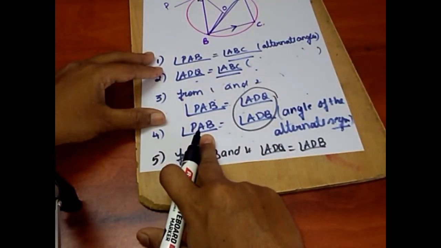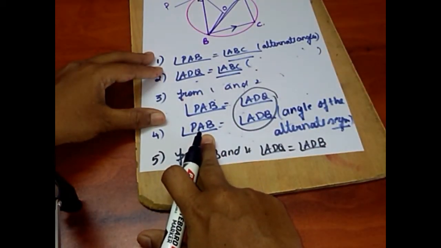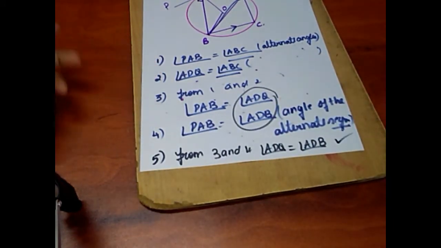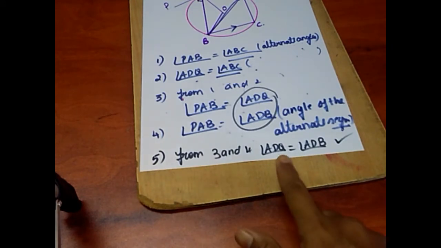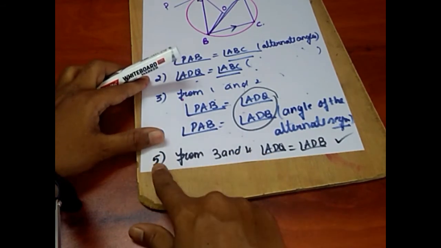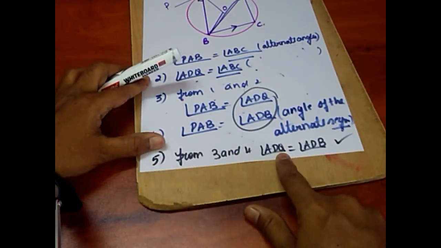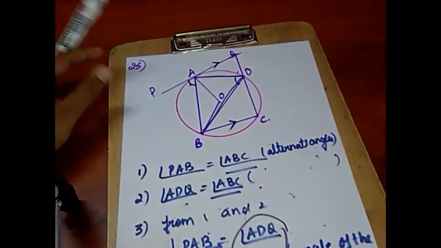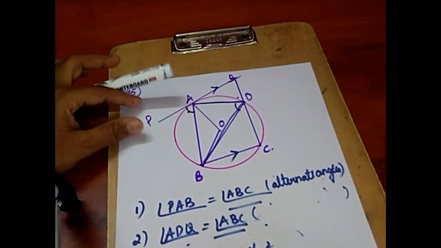Angle BAP, angle ADQ is equal to angle ADB. Already we have proved this in step number 5. It becomes a magic. Already we have proved it, so it is not necessary to do it again. You can say that from step number 5 it is proved that angle ADQ is equal to angle ADB. Very simple children, a logic oriented question.